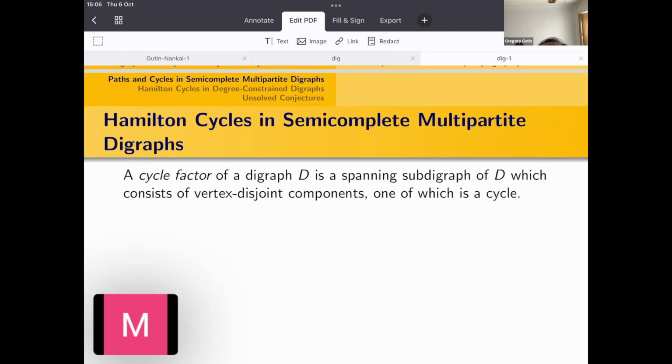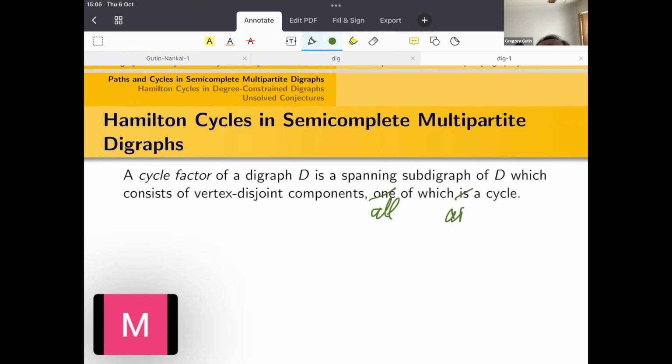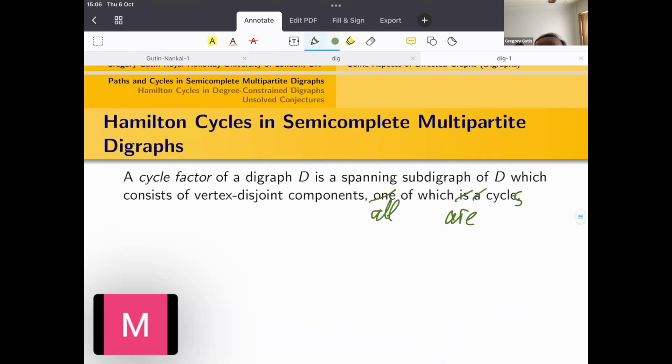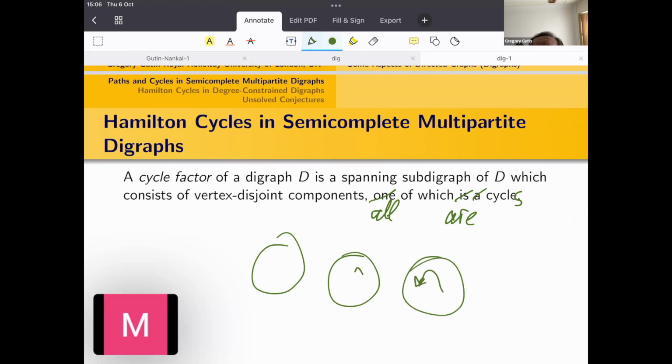All of which are cycles. So you see, again, here I need to correct this. All of which are cycles. So I will correct my slide before I send it to organizers. So essentially, they look like that. They're just a collection of disjoint cycles, and they cover all the vertices.